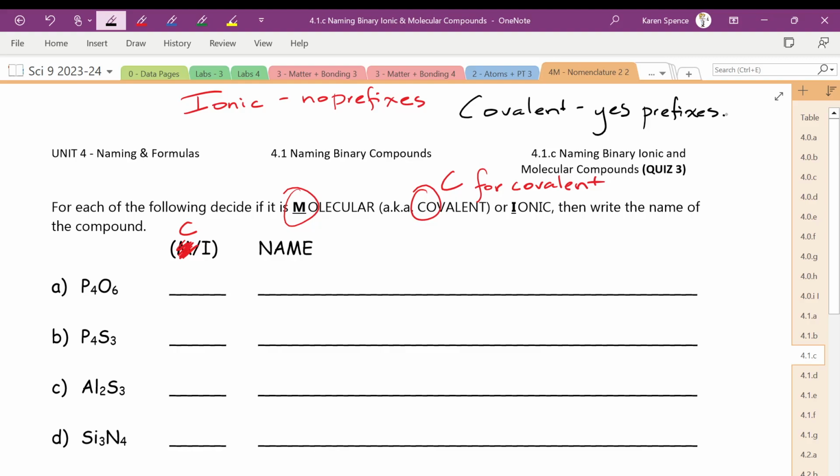Quiz 2 is all covalent, so it's all prefixes all the time. Okay? What was the quiz on? Oh, that's like 1B. So if you did well on 1A, you do not need to do 1B.